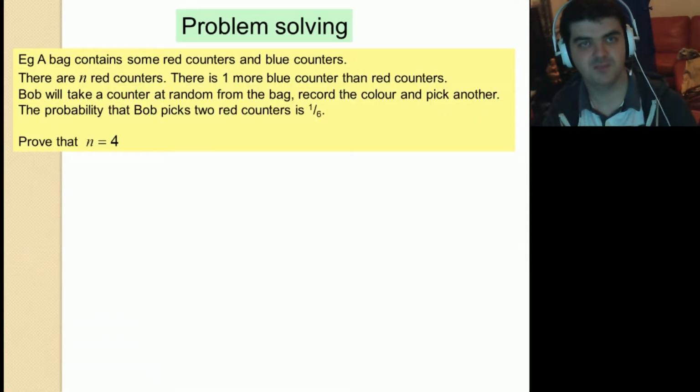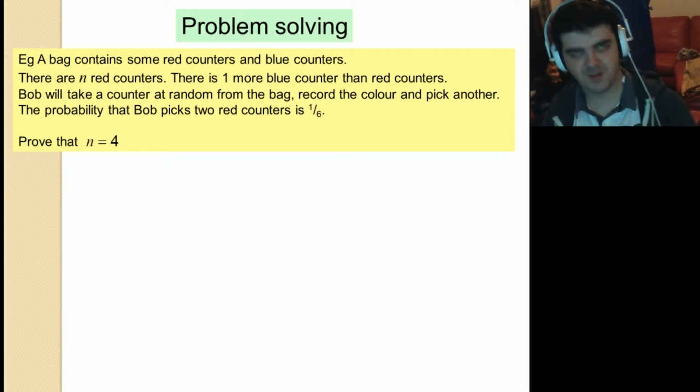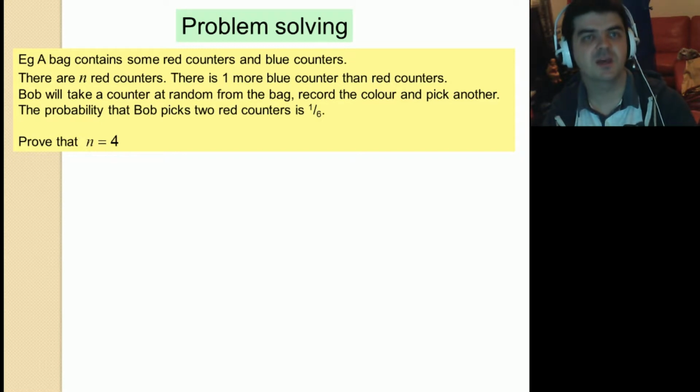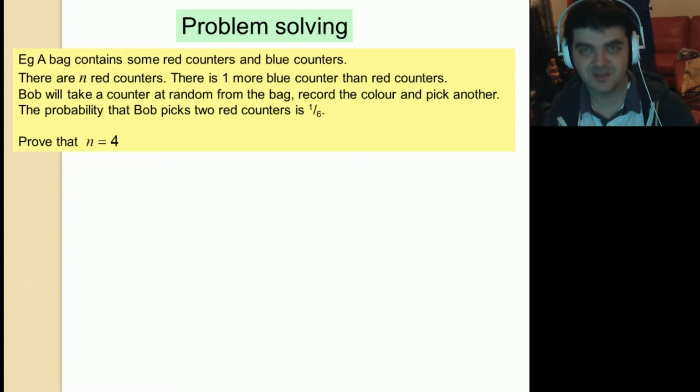Okay. Problem solving. Some exam type questions that are a bit harder. A bag contains red counters and blue counters. There are n red counters, and there is one more blue counter than red counter. Bob will take a counter at random from the bag and record the colour and pick another. The probability that Bob picks 2 red counters is 1 over 6. Prove that n equals 4, or that there are 4 red counters. You need algebra for this.